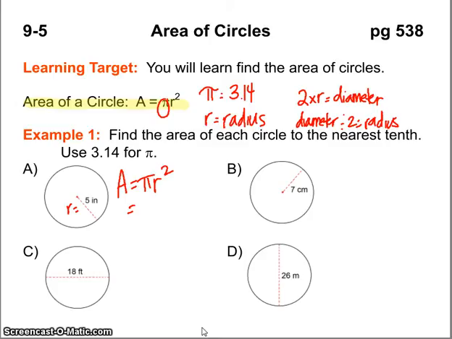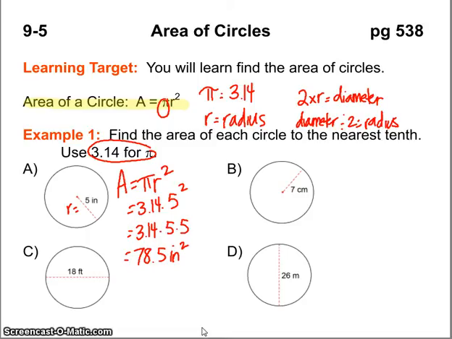And if we plug in everything we know, again we're going to use 3.14 for pi as stated in our directions. The radius of this particular circle is 5, so I'm going to write 5 squared. And again, just so you understand, that's the same as 3.14 times 5 times 5. And when you plug it into your calculators, you get 78.5. And again, because we're talking about area, our units are squared. So square inches, 78.5 square inches.